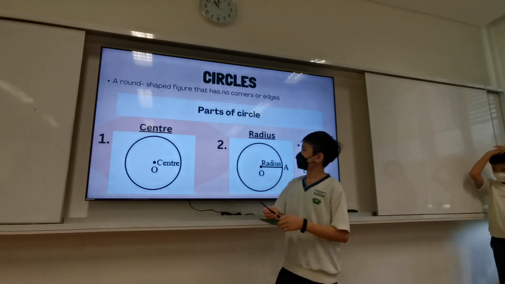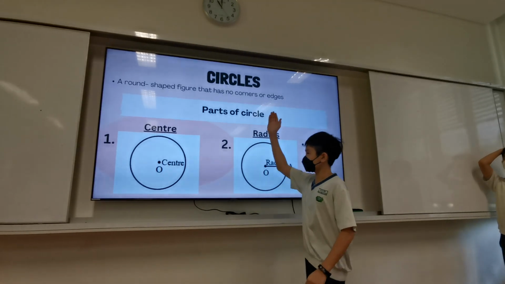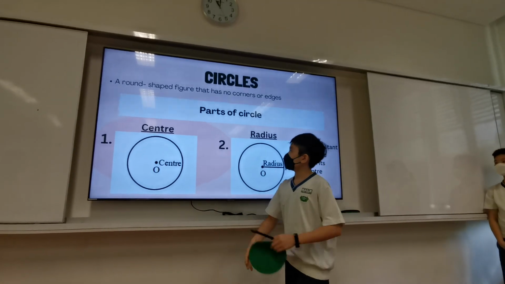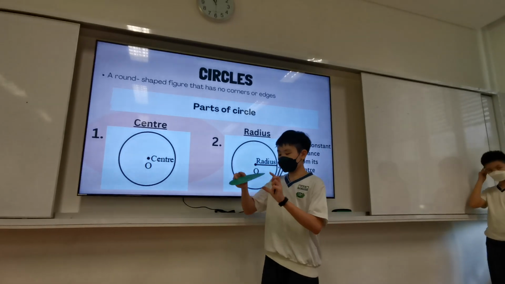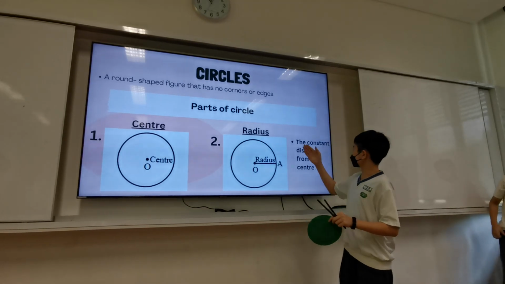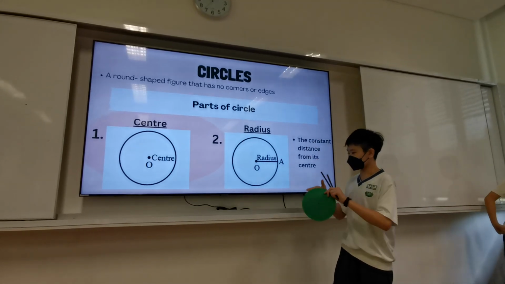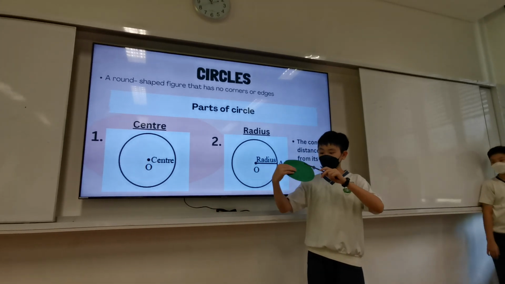And for circles, it is a round shaped figure that has no corners or edges, not like the polygons. And there are many parts of the circles. For example, the center, which is this dot here, and the radius, which is a constant distance from its center.